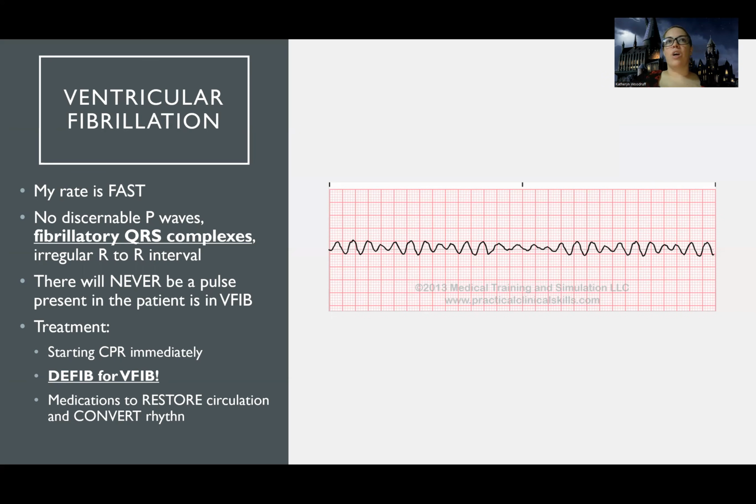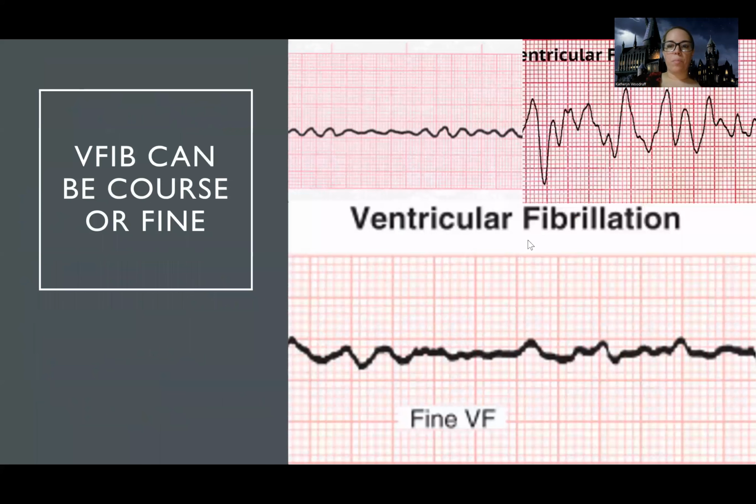So it just depends on whether they have pads on and whether they're ready, because effectively we want to restore circulation. If they don't have pads on, we start CPR, because I'm not going to delay CPR waiting for the shock. But once I'm ready and set up to shock, I'm not going to delay shocking them to finish so many rounds of CPR. Hopefully that makes sense. VFib can also come in different shapes and sizes, but you can see how irregular it is. It just looks like a squiggly line.